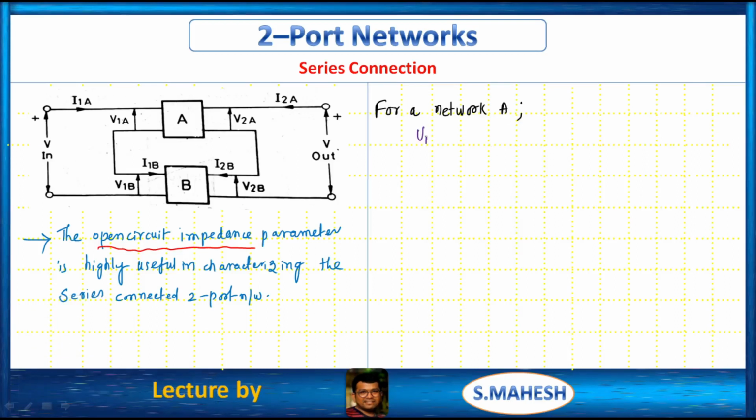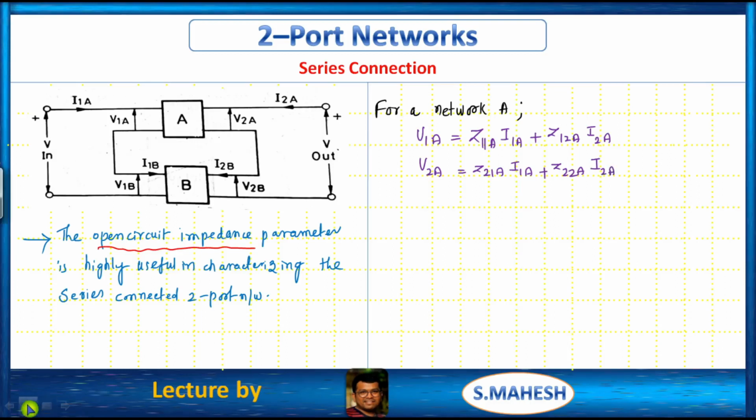What is the value of voltage for network A? Let us say it is V1A. We are using impedance parameter representation. Therefore V1A equals Z11A I1A plus Z12A I2A. Then V2A equals Z21A I1A plus Z22A I2A.